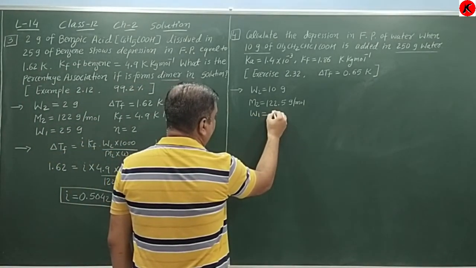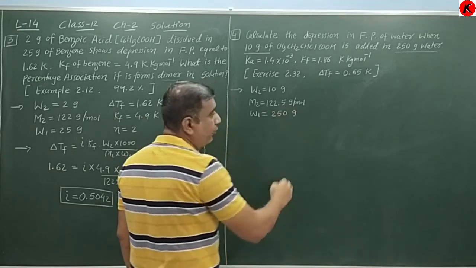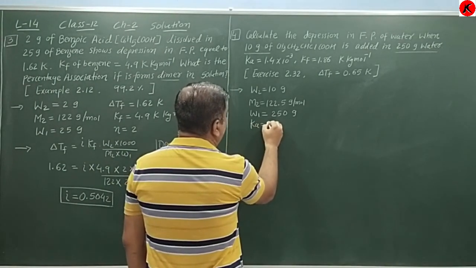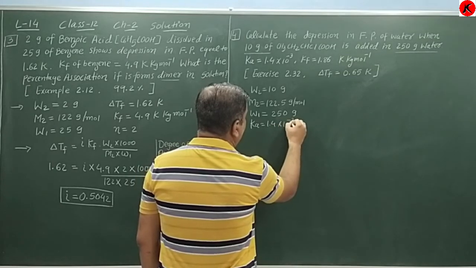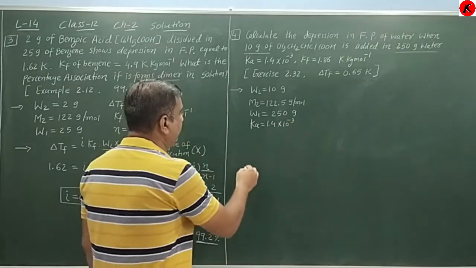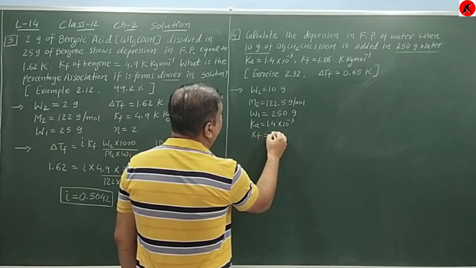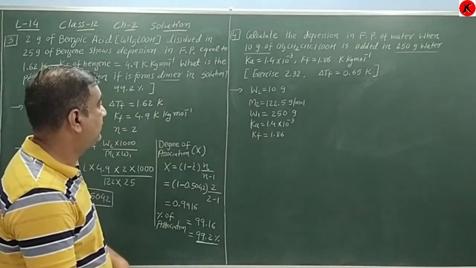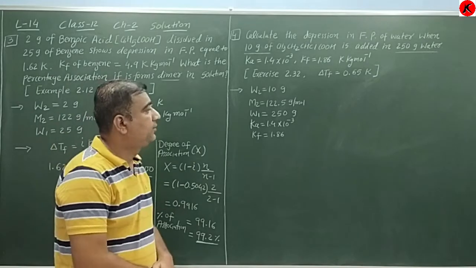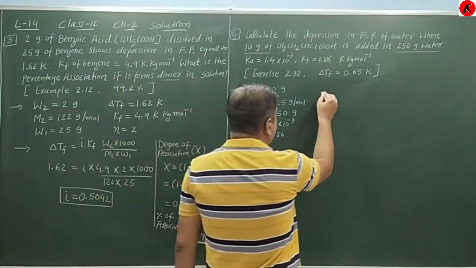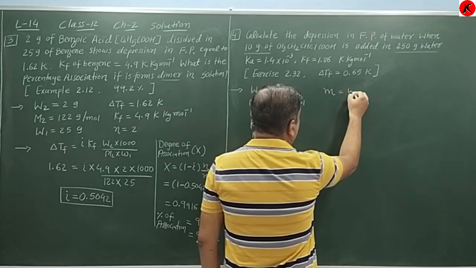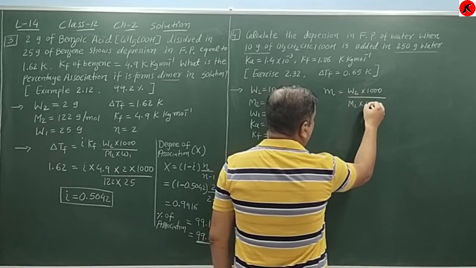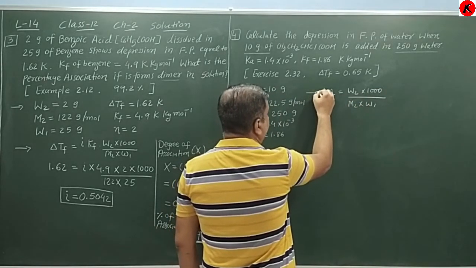That means the mass of solvent is 250 gram. Now Ka is given, so 1.4 into 10 power minus 3. Again Kf is given, so Kf equal to 1.86. Now the first target is to calculate the molarity. That means we know molarity equal to W2 into 1000 divided by M2 into W1. This will be step 1.